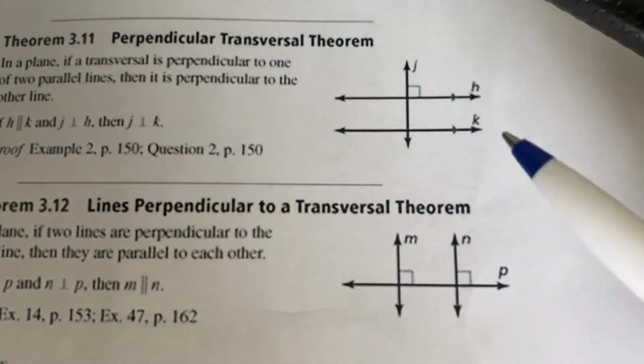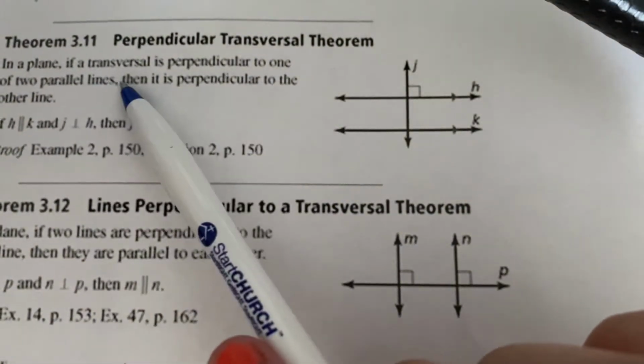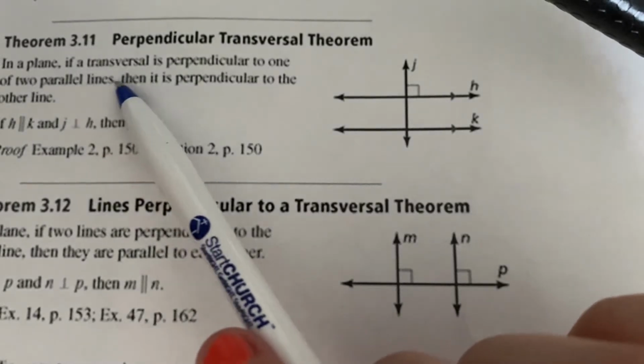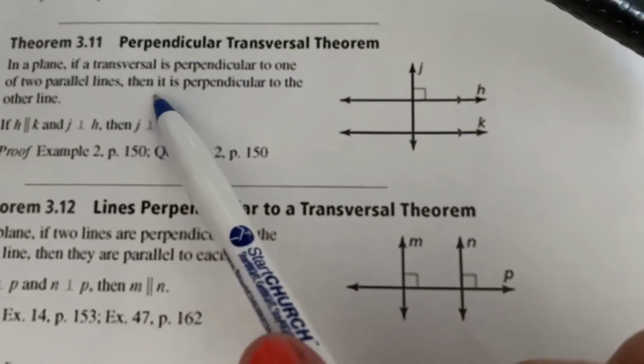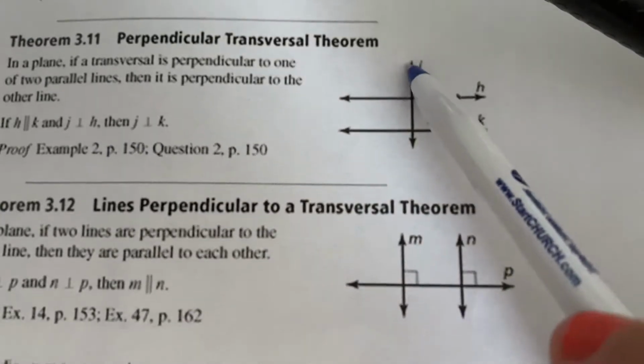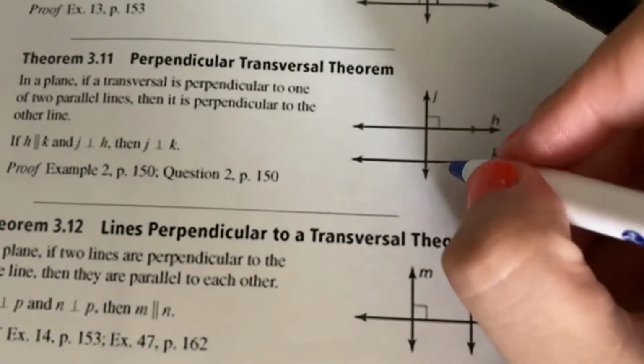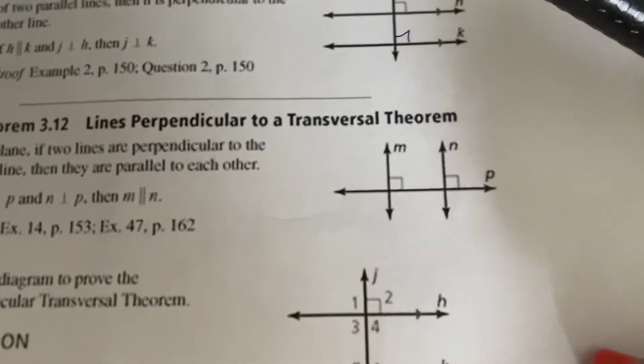The perpendicular transversal theorem says that if a transversal is perpendicular to one of the two parallel lines, then it's perpendicular to the other line. So basically, if it's perpendicular here, it's also got to be perpendicular to this one. All right.